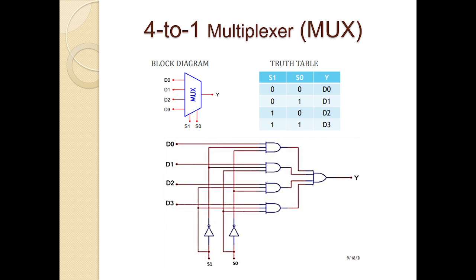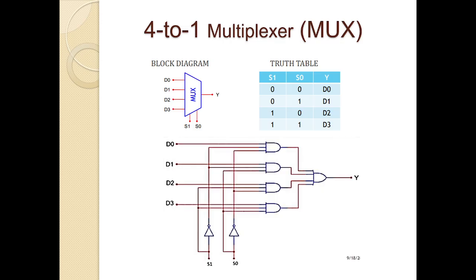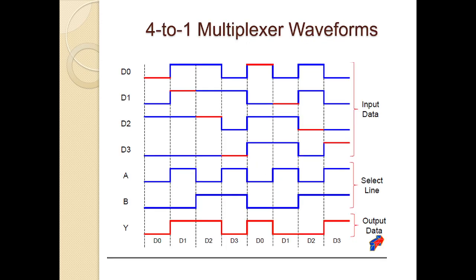So based on this, we can get the equation like this: Y equals D0 S0 bar S1 bar, and so on. So this is the waveform for the 4:1 multiplexer. The first four are data inputs, A, B are selection lines, and Y is the output data.